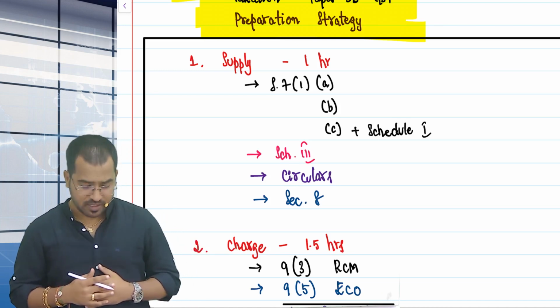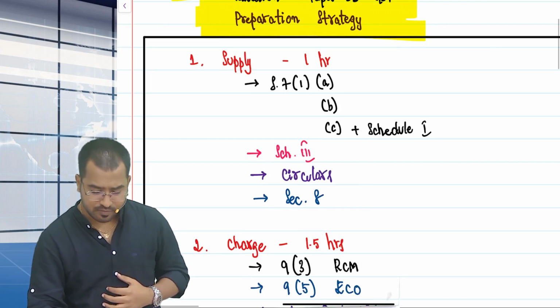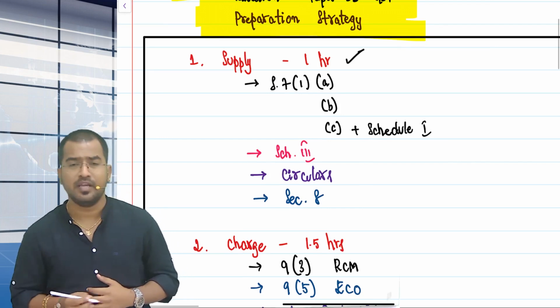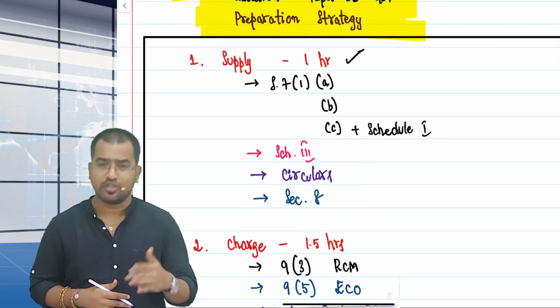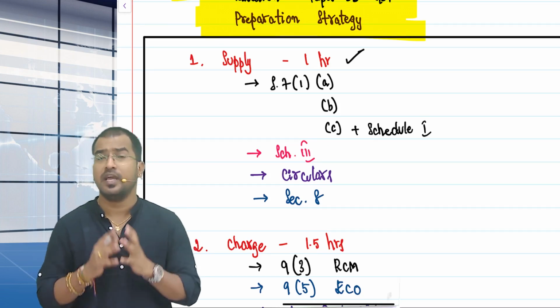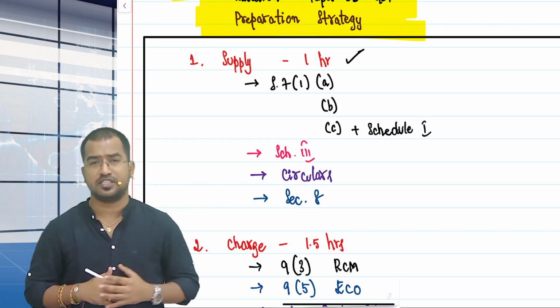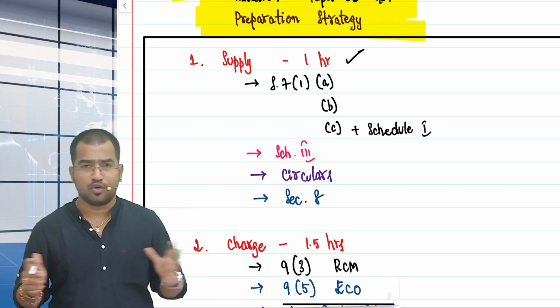So chapter supply: invest 1 hour of your time for chapter supply, cover section 7 subsection 1 clause A, B, C along with schedule 1 and schedule 3, and there are various circulars for section 7 and the supply concept. Please be thorough with those circulars.